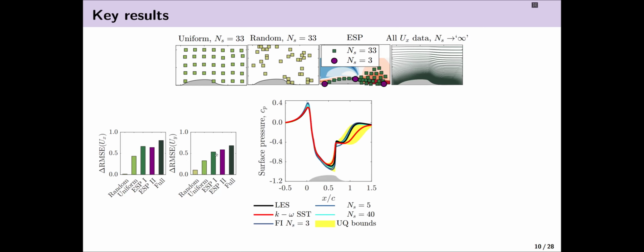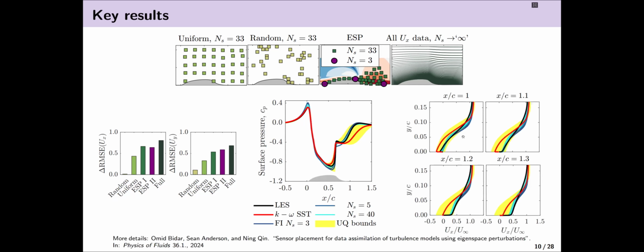Here I'm showing the surface pressure on the hump wall using different scenarios. So using 3 sensors, 5 sensors, and 40 sensors. And we can see that with just 3 sensors, we can get a good agreement with the LES data, especially in the separated shear layer. Again, here I'm showing velocity profiles in the separated region, and we can still see that the improvement with just 3 sensors is quite good. For other cases and the hyperparameters, etc., I will refer you to this paper in Physics of Fluids that we published at the beginning of the year.